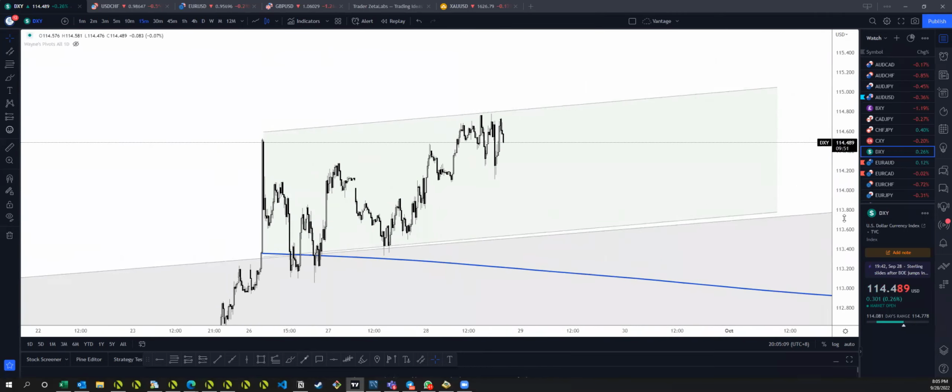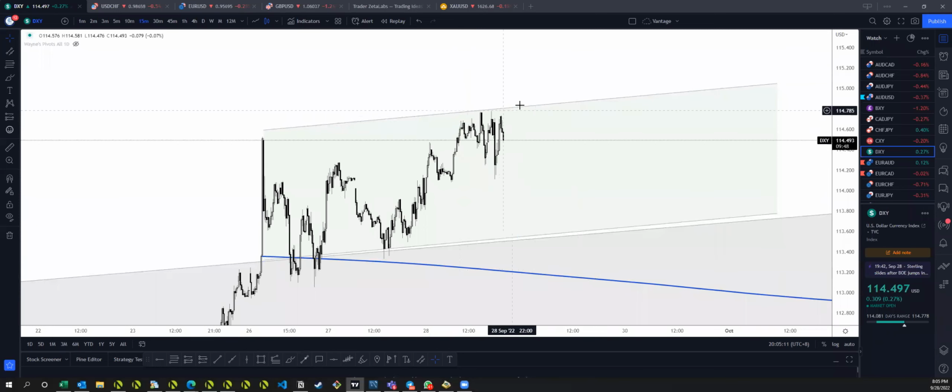Okay, so as the dollar index approaches the top of this channel, we're looking to sell the dollar, and as it approaches the bottom of this channel, we're going to look to buy the dollar. Okay, but based on the fundamentals, right?